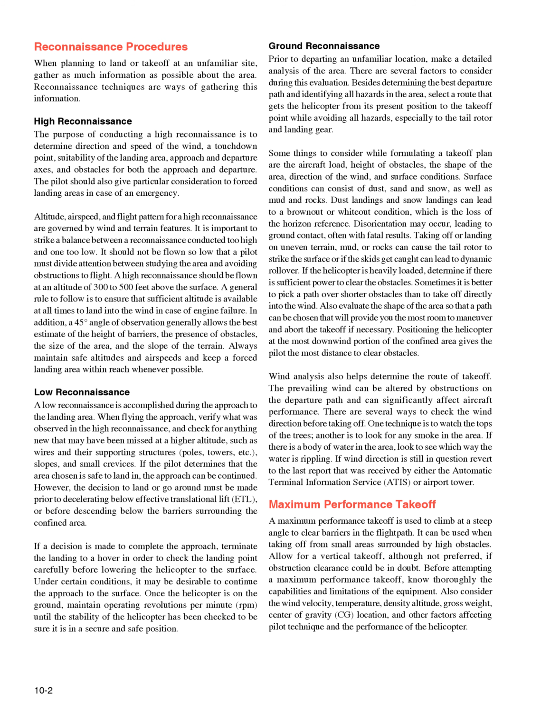The prevailing wind can be altered by obstructions on the departure path and can significantly affect aircraft performance. There are several ways to check the wind direction before taking off. One technique is to watch the tops of the trees, another is to look for any smoke in the area. If there is a body of water in the area, look to see which way the water is rippling. If wind direction is still in question, revert to the last report that was received by either the Automatic Terminal Information Service, ATIS, or airport tower.